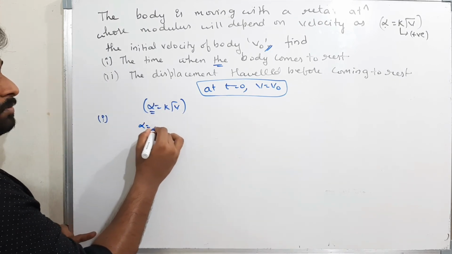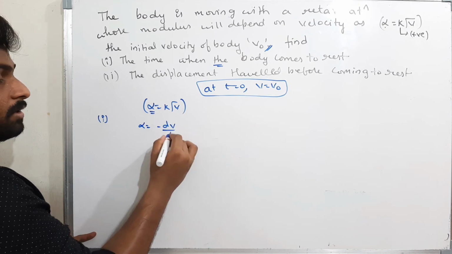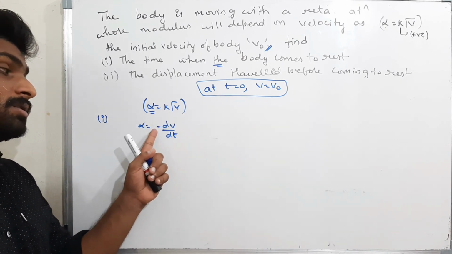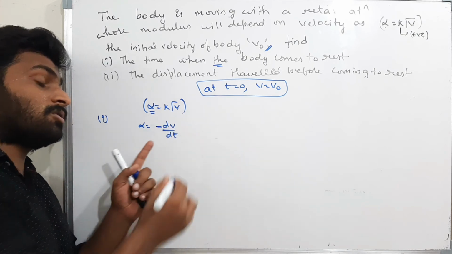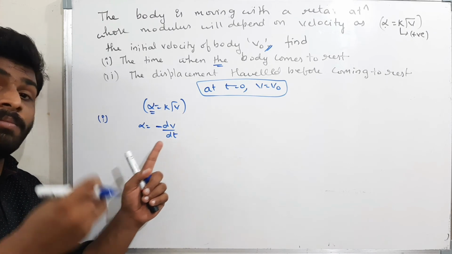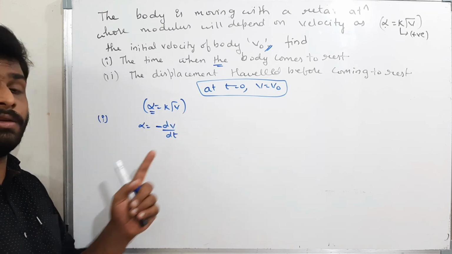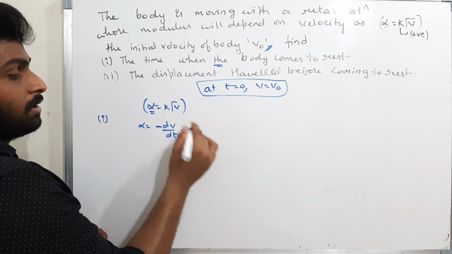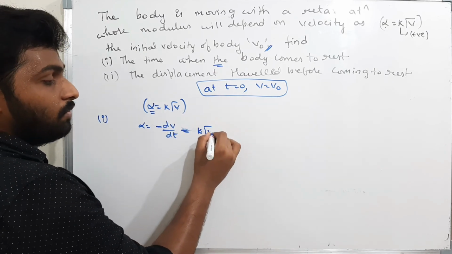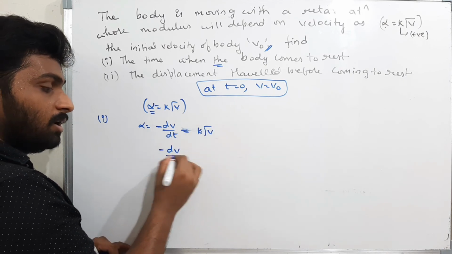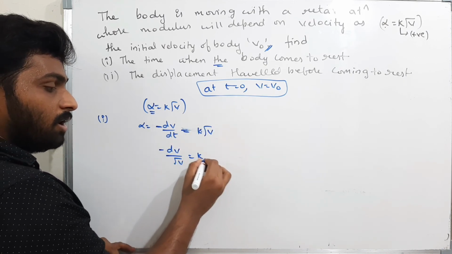Alpha is equal to minus dV by dt. Why minus? Here minus symbol denotes me the retardation. Acceleration is dV by dt, but retardation is minus dV by dt. Therefore, what is this? Minus dV by dt means how much? K into root V. Therefore, send the terms. What you will get? Minus dV by root V is equal to K into dt.